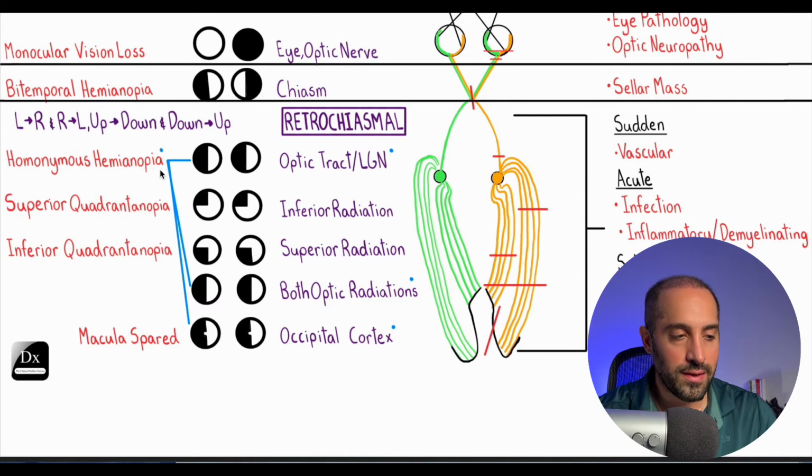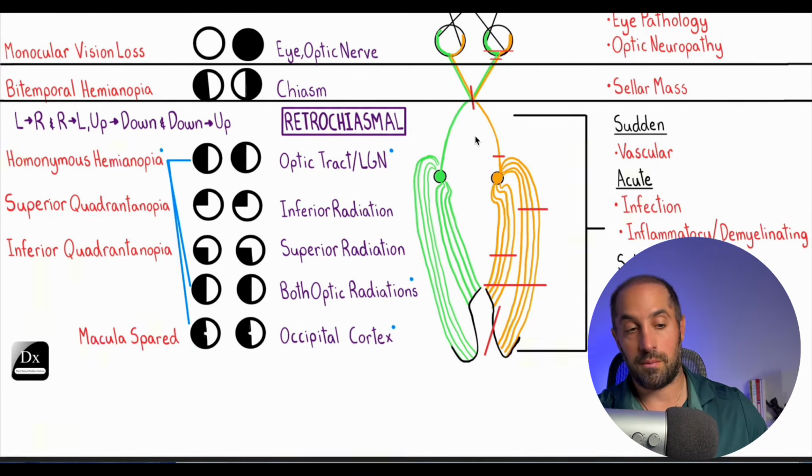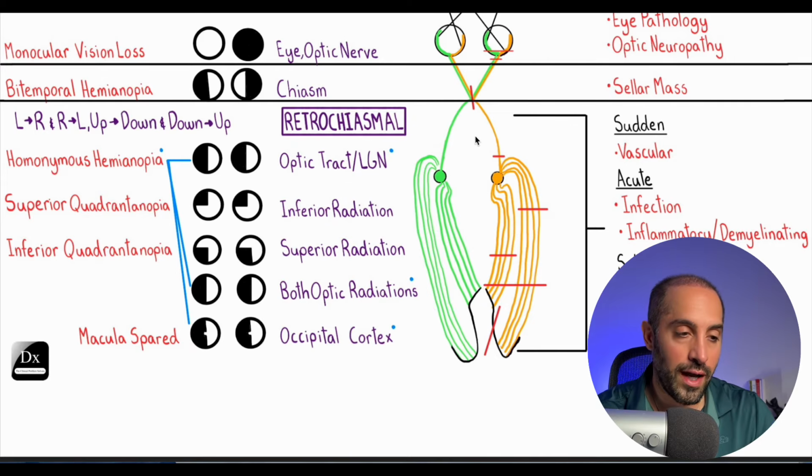And if you diagnose that, then the lesion is either at the optic tract. You see, left visual field defect means right. So it's either at the right optic tract or the lateral geniculate nucleus, or it's at both optic radiations. So you're taking out both the superior and the inferior, or the lesion is in the occipital cortex.